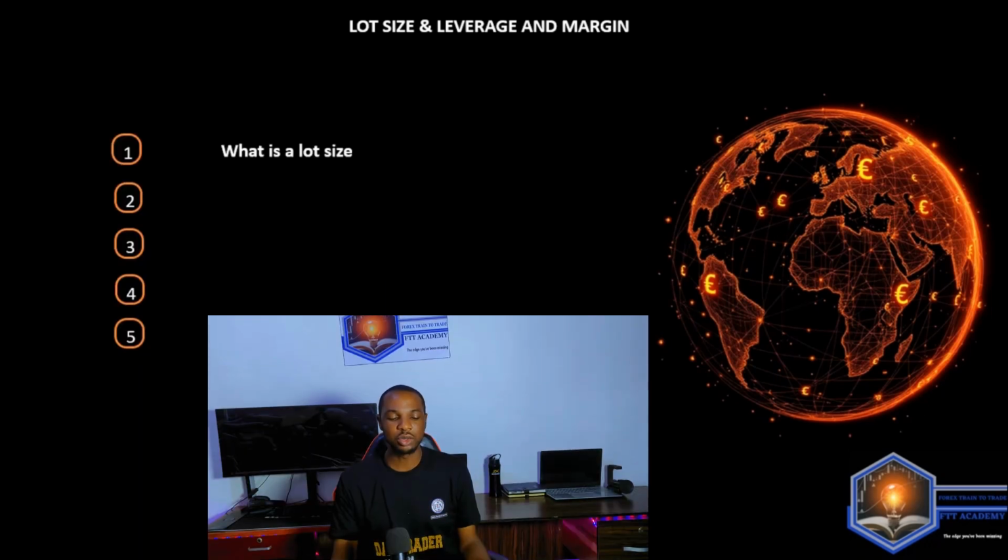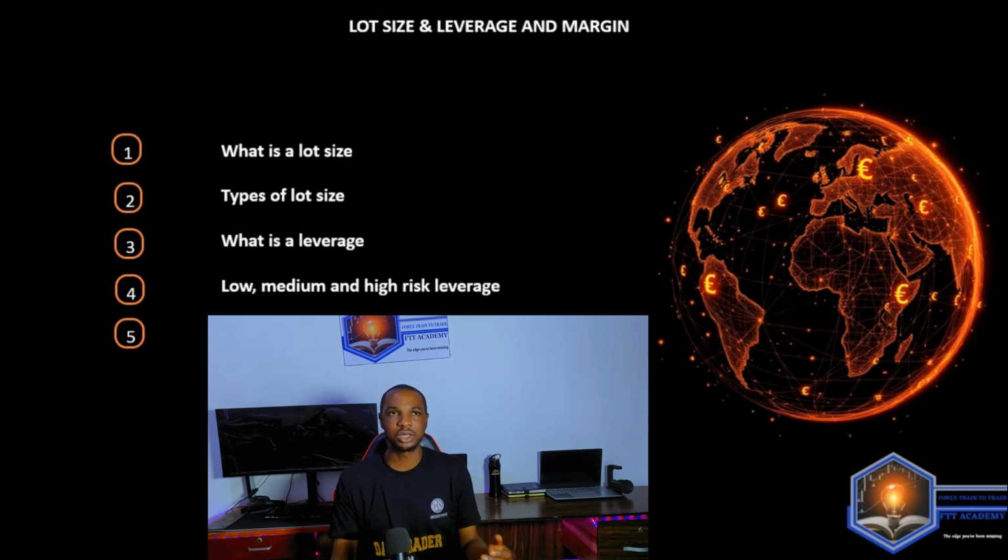The first one is going to be what lot sizes are. We're going to try as much as possible to understand what lot sizes are, understand the types of lot size available in the forex market, and some small calculation on how to determine a lot size depending on the lot you are using. We're also going to talk of what leverages are in the market and the importance of using leverage. We're also going to discuss the various types of leverages offered by brokers, for example the low risk, the high risk and the medium risk leverage.